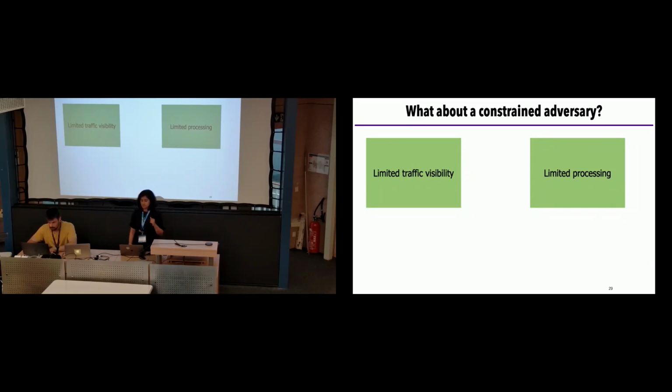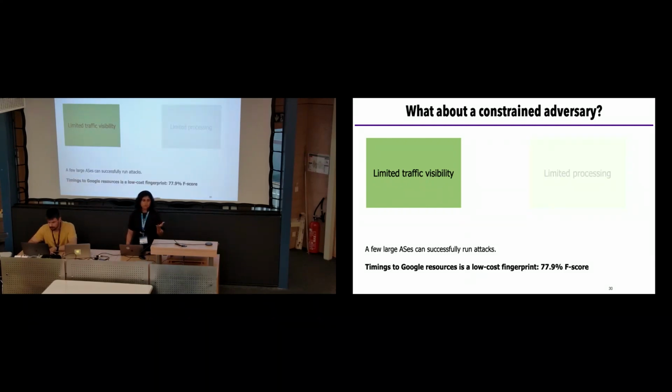We wanted to see whether defenses are more effective if the adversary has limited traffic visibility or limited processing power to process these traces. I won't go into the details, but basically what we see is that when the visibility is limited, there are just a couple of ASs. For example, the large prevalence of Google scripts on many web pages means that just using timings of Google resources can already be a very low-cost fingerprint for an adversary.